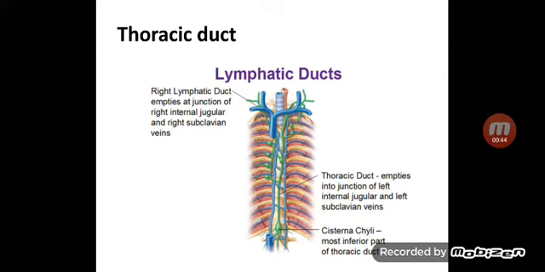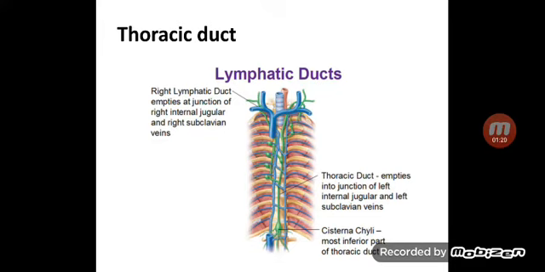Thoracic duct, it is in the abdomen. It lies in the abdomen, in the posterior abdominal wall. So it starts in the abdomen as a dilated sac named cisterna chyli. It is located at the level of the second lumbar vertebra. It is formed by union of the lumbar lymphatic trunk with the intestinal lymphatic trunk.